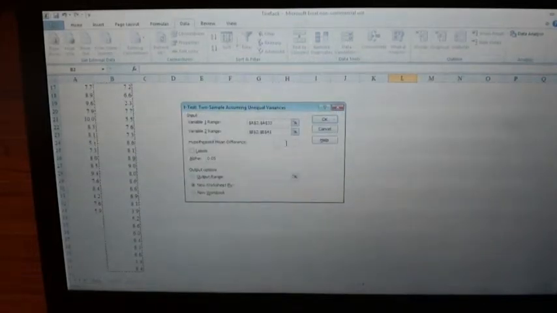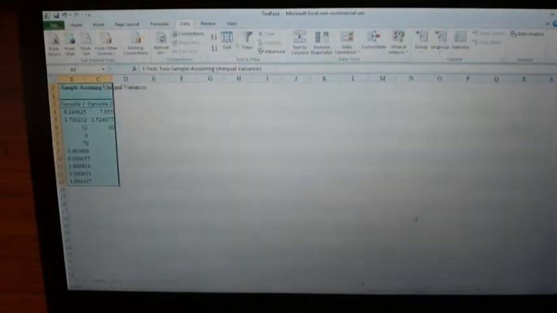Okay, and we're hypothesizing the difference to be 0. And I didn't use labels, meaning I didn't highlight the words Michelin Dunlap. I'm going to click OK, and I'll make this bigger so you guys can see it.